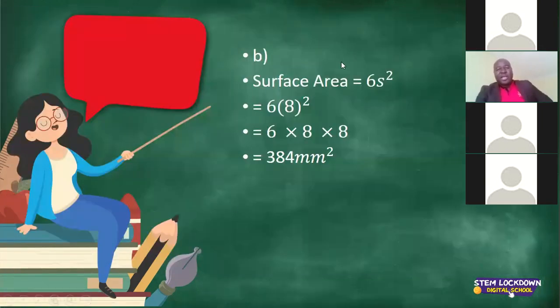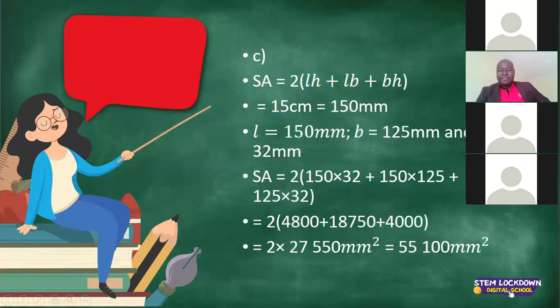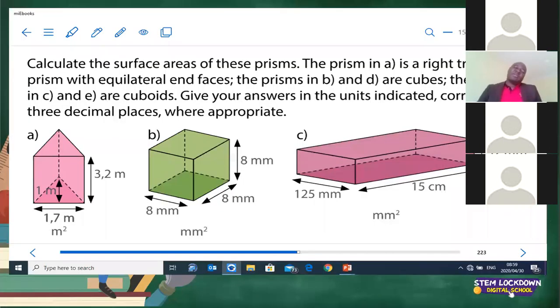So as you can see, the surface area here is 6S squared, and of course, this is 6 times 8 squared. 8 times 8 is 64, like I said, and 64 times 6 will give you 384. That will be your surface area. And that is the surface area for the cube here in B.